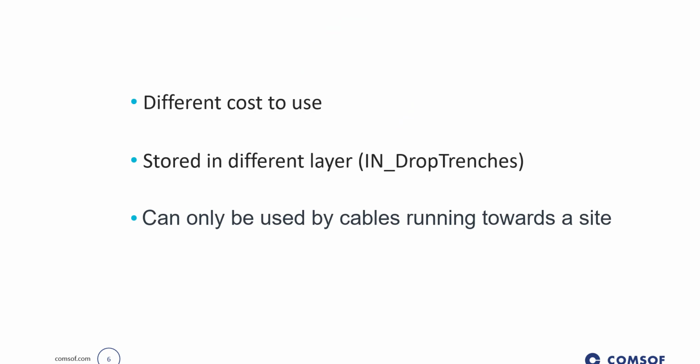Drop trenches are classified differently from potential trench routes. They have a separate cost to use in the rules. They are stored in a separate layer, and they can only be used in one direction, towards the served site.